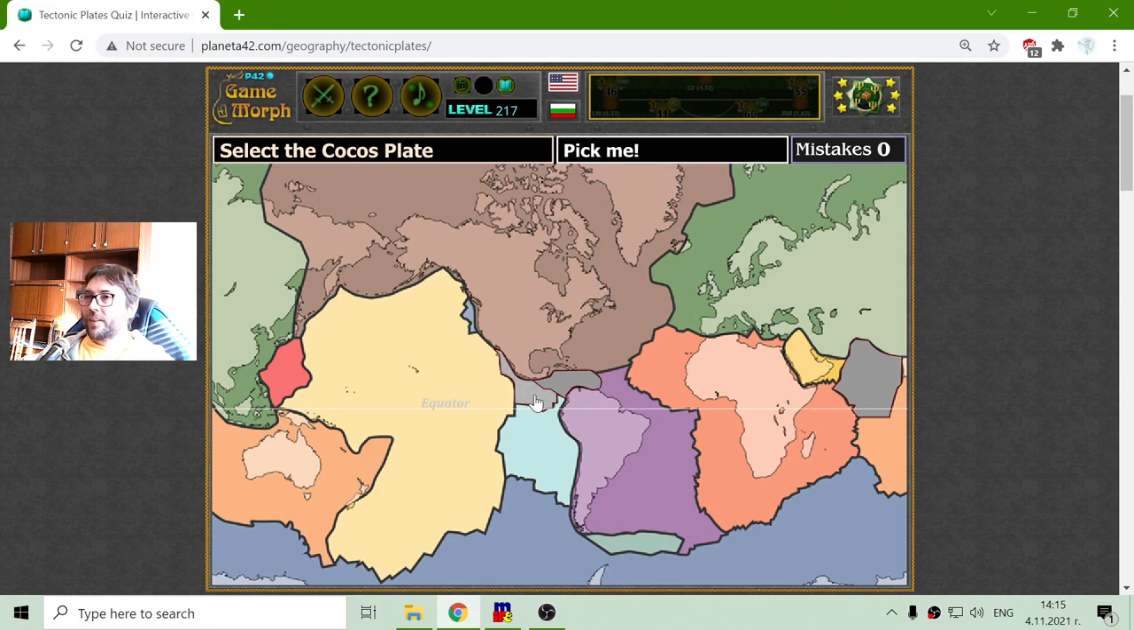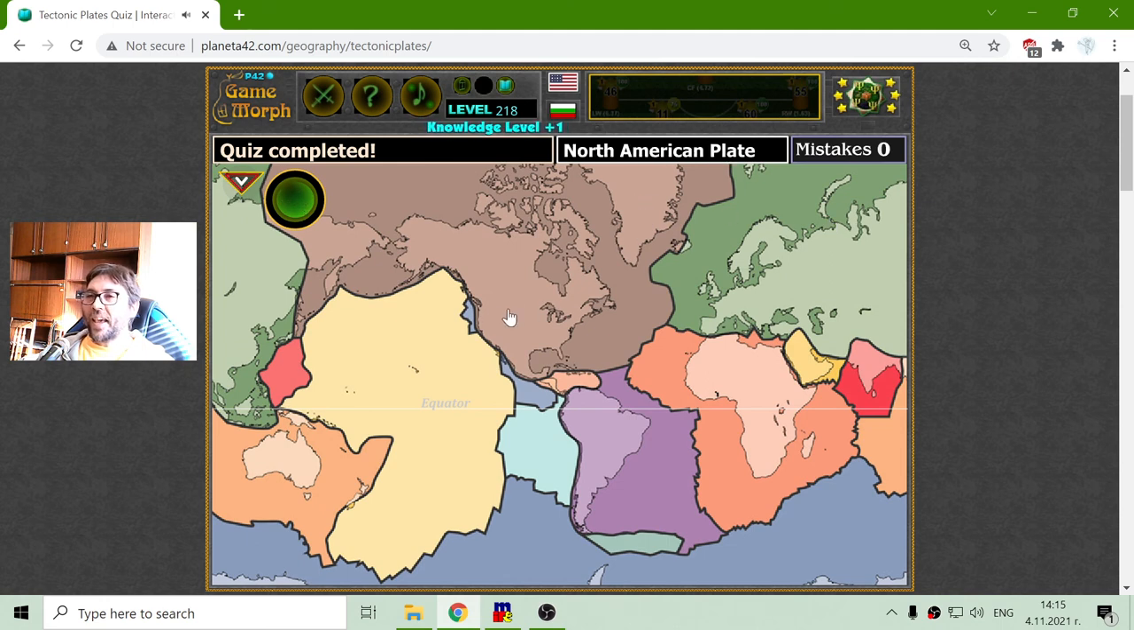Okay, the Cocos plate is above Nazca. And finally, actually not finally, the Caribbean plate should be the last. First, I need to select the Indian plate. And finally, the Caribbean plate.